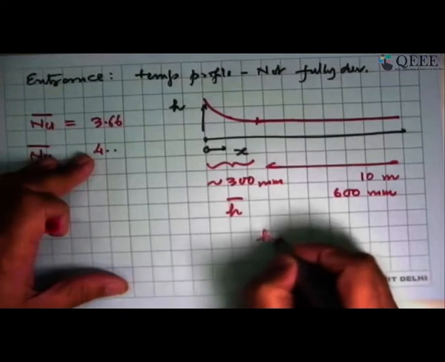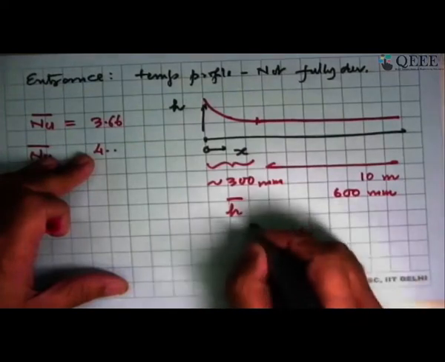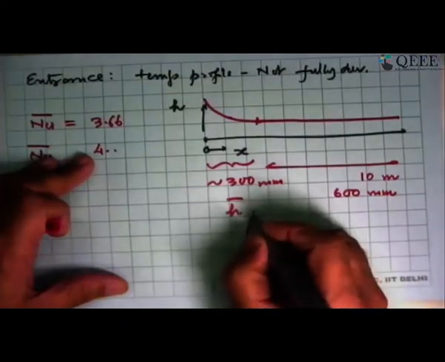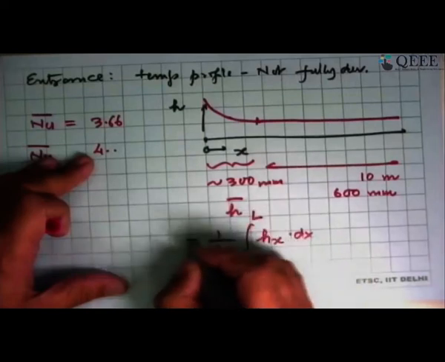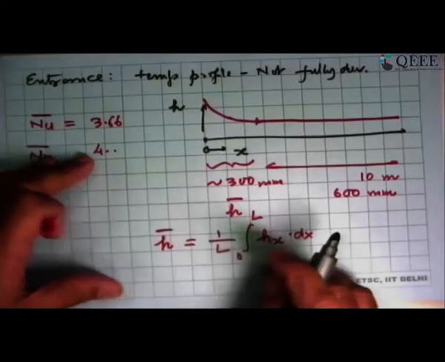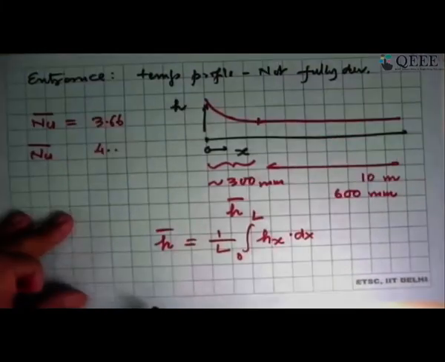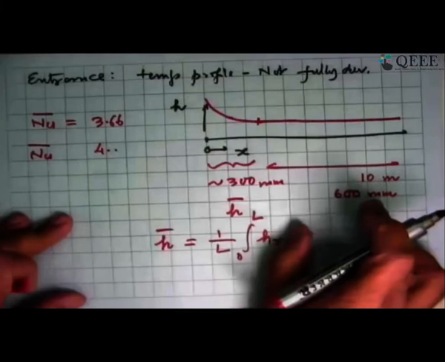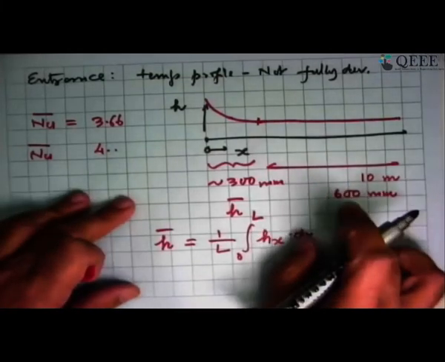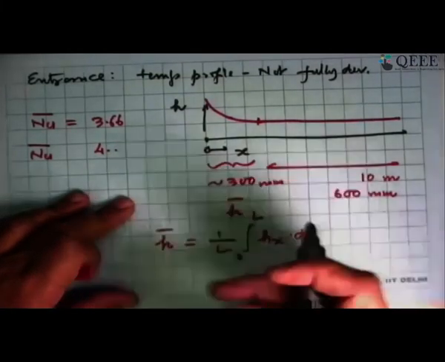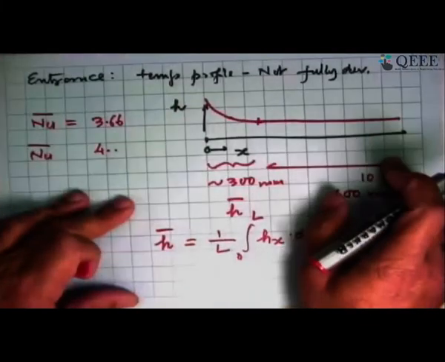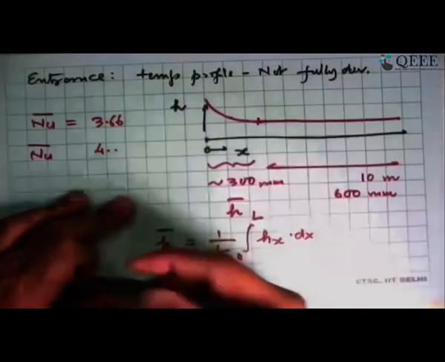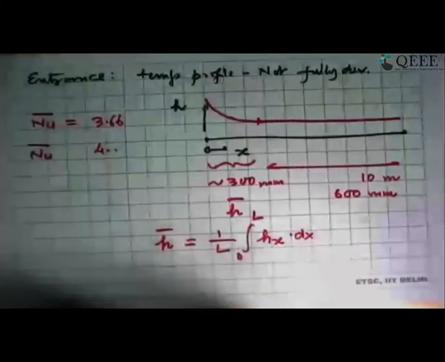So h_x dx in some form, going from 0 to L, 1 upon L. This will give us the average heat transfer coefficient, the average Nusselt number. And what does it tell us? That in this case, the average heat transfer coefficient for the 600 mm long tube will be slightly greater than for the 10-meter long tube.